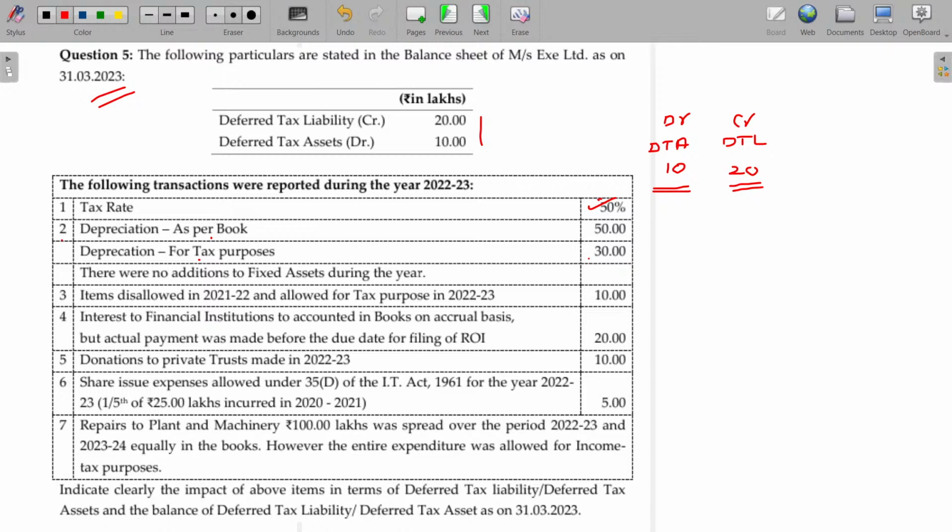So this may be available in DTL. Now you are reversing the DTL. That's how you can do it. Okay. Now it's a DTL reversal. The difference between these two, 20, at the rate of 50%, is 10 lakhs. This is nothing but what? You are going to pay higher tax. If you are paying higher tax, this will be either DTA or it may be DTL reversal.